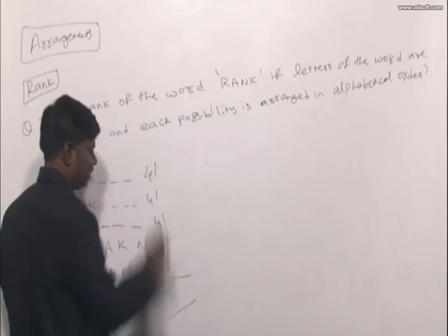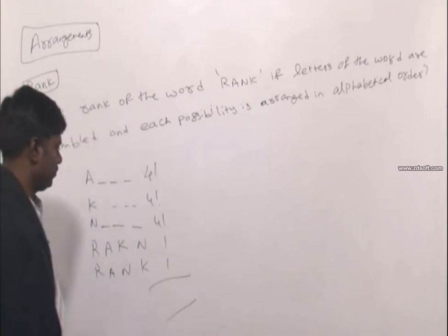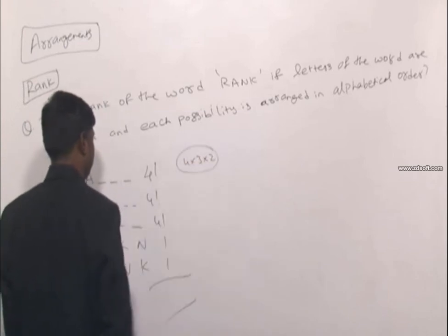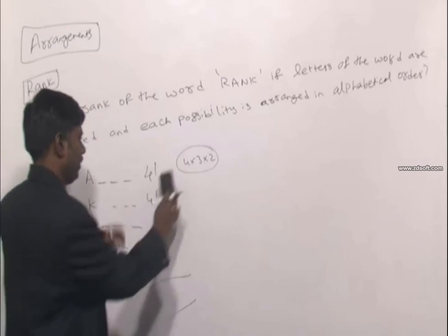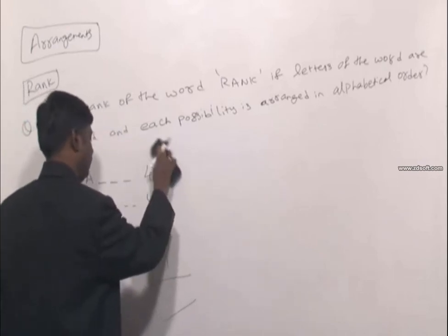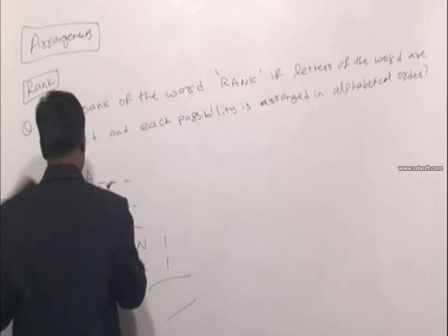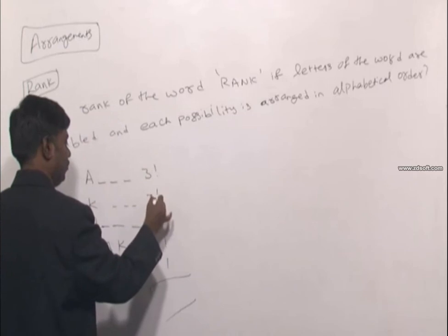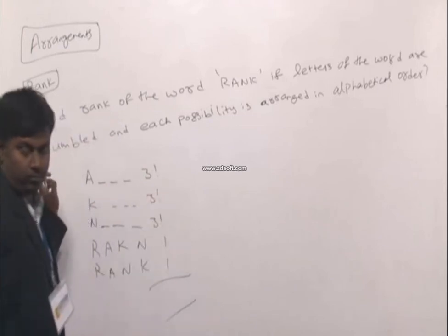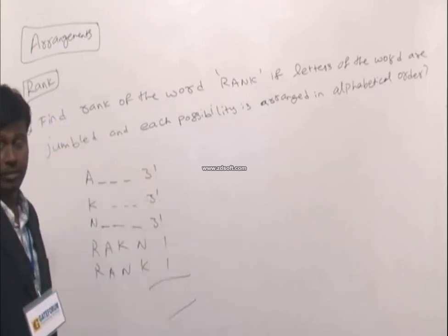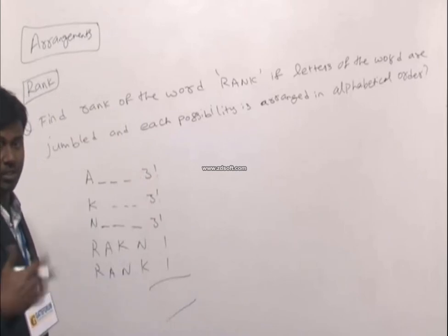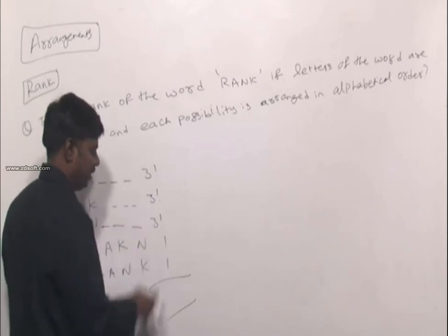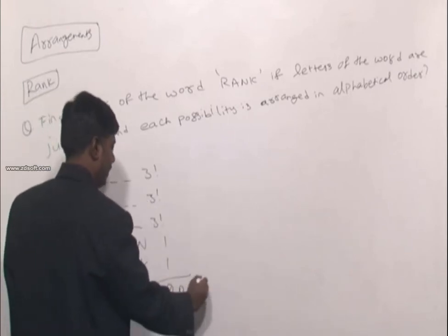So adding all this, you will get the rank of the word rank. So 4 factorial, 4 into 3 into 2. By the way, 4 factorial is not correct here. If we consider all the different possibilities, it is 4 factorial. Now 3 letters, 3 positions, 3 factorial, 3 factorial, 3 factorial, right? 4 factorial is the total number of possibilities, so there are 24 ways in which you can jumble the letters of the word rank. By the way, here 6 plus 6 plus 6, 18, 18 plus 2, 20. 20 is the rank of the word rank.